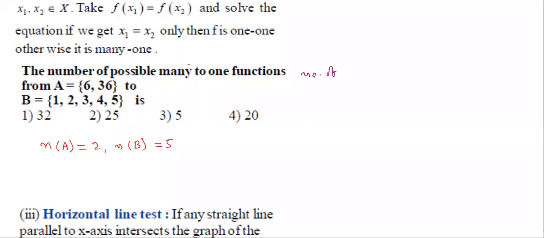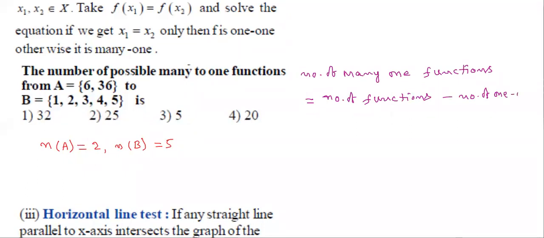How to find the many-one functions? From the total functions, subtract the one-one functions. Then we get the many-one functions. Many-one is equal to the total number of functions minus the number of one-one functions. From the total functions, I am going to subtract the one-one functions, then we get the many-one functions.